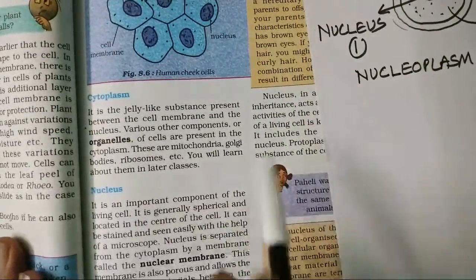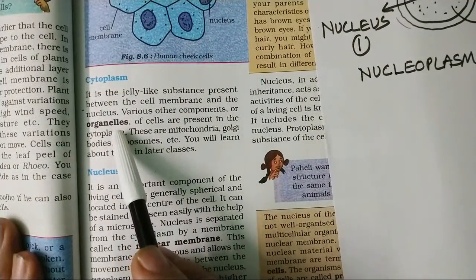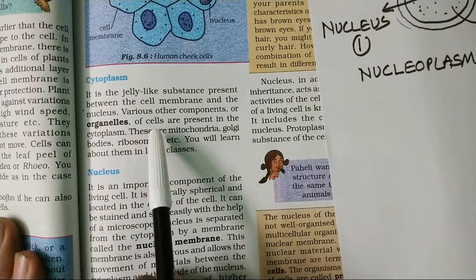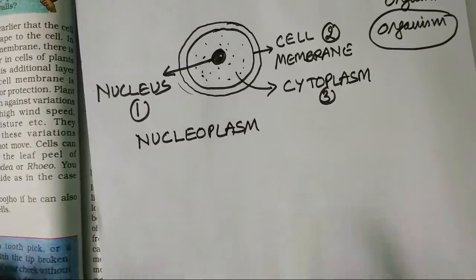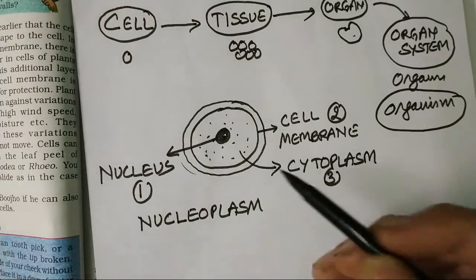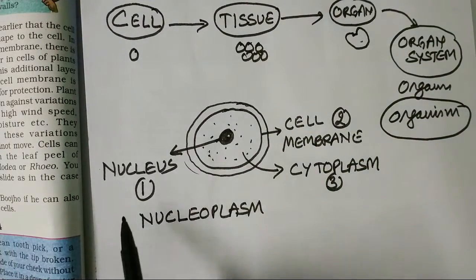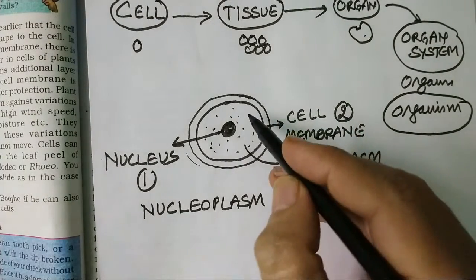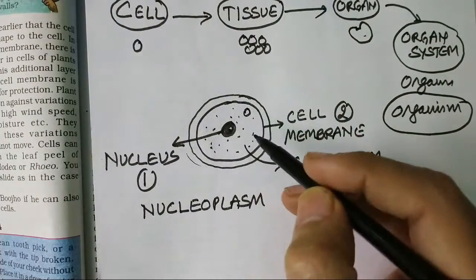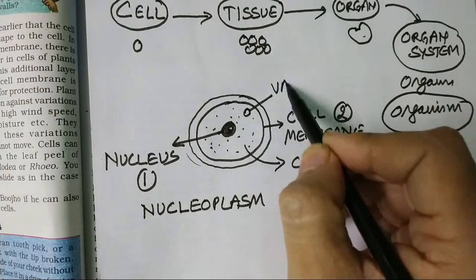So we read just now that cytoplasm is a jelly-like substance present between the cell membrane and the nucleus, and various other components are there. Now apart from these three parts, there are other components also present inside the cell. Those components are not mentioned in the book, but besides the three names I mentioned, a fourth is another component which is empty. It is a hollow part. It is called a vacuole.